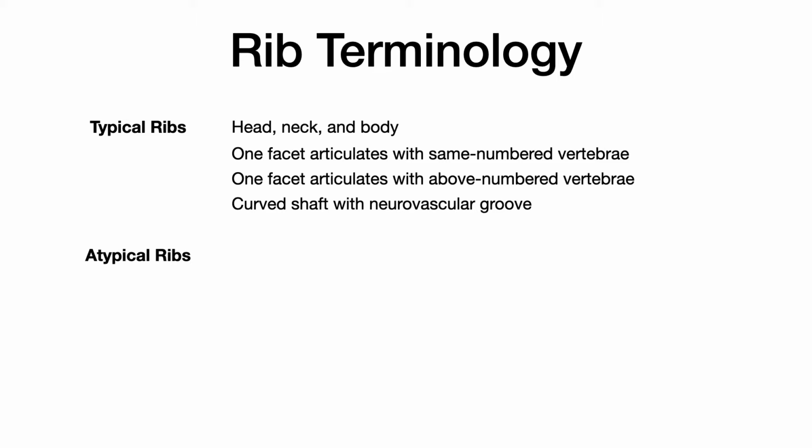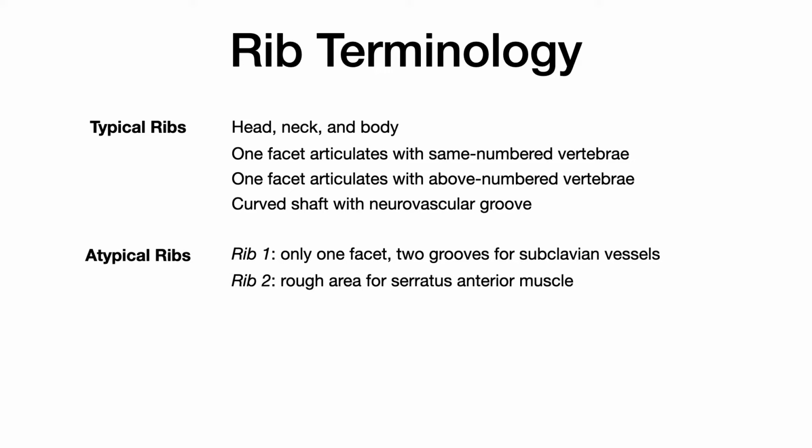Now, the atypical ribs don't have these predictable features. We'll talk about which ribs are typical versus atypical, but let's go through the atypical ribs one at a time just so you can get an idea about what makes these atypical ribs so different. Rib number 1 only has one facet, and it also has 2 grooves for the subclavian vessels. Rib number 2 has a roughened area where the serratus anterior muscle attaches. Rib number 10 only has one facet. Ribs 11 and 12 not only have no neck, but also, just like rib 10 and rib 1, only have one facet.